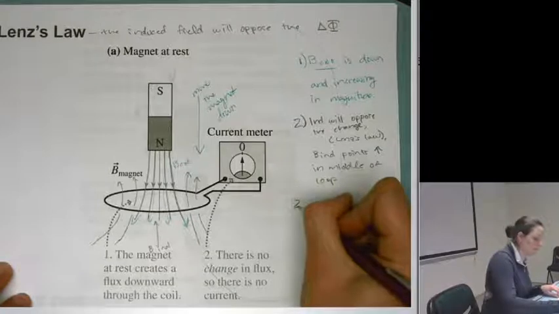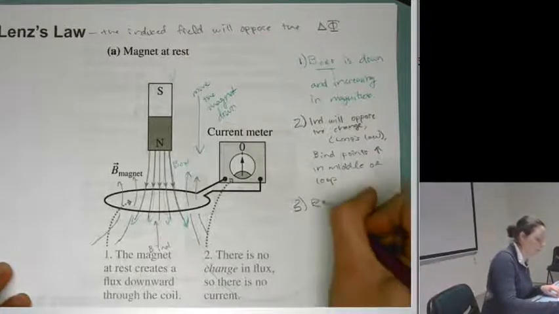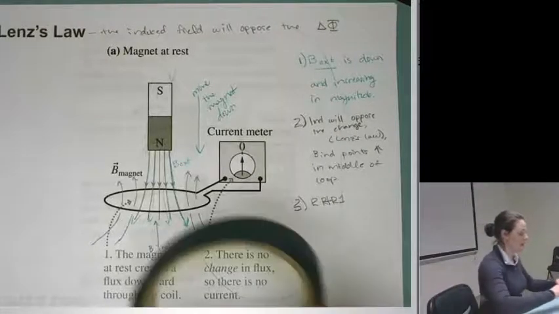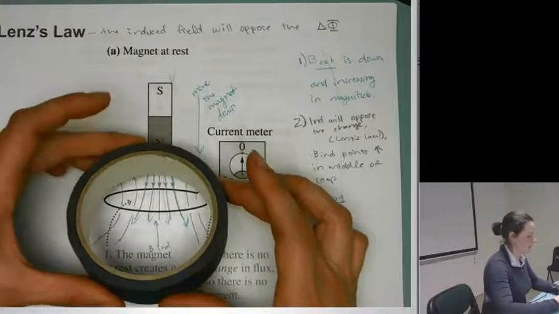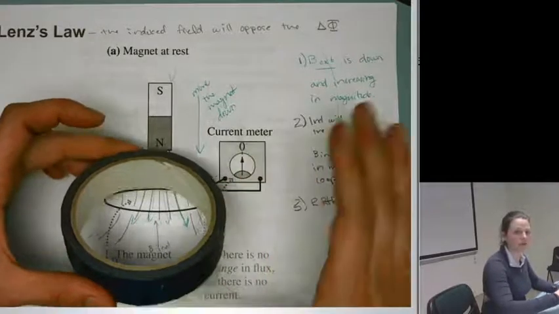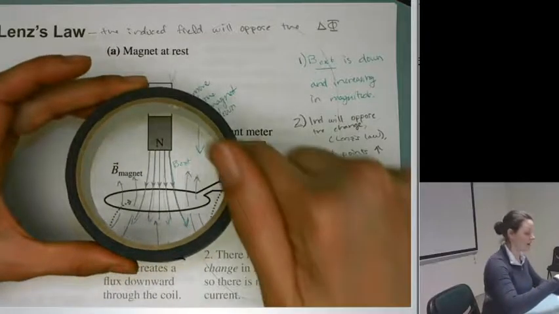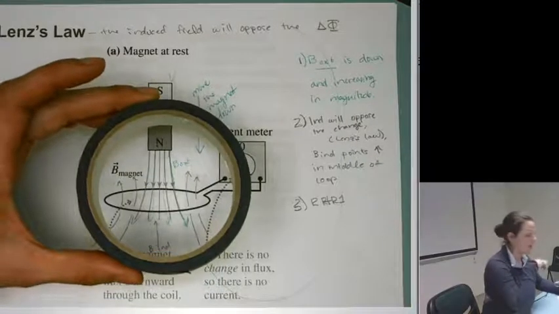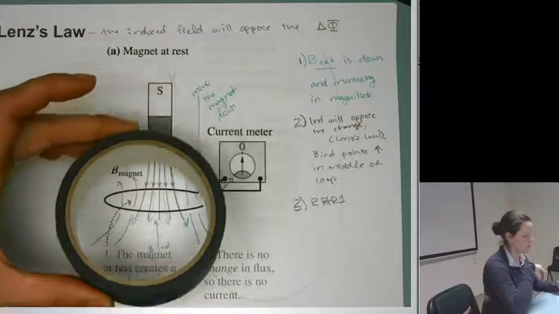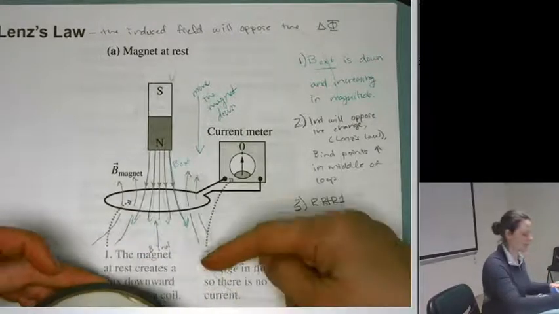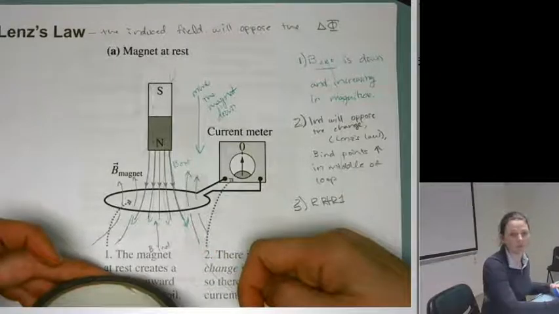Okay, and now we're ready to use the right-hand rule. And we're going to use the first right-hand rule, the one that tells us how things go. So you put your thumb in the direction of the current, and you want your fingers to wrap in the direction that makes it so that in the middle of the loop, the field points up.